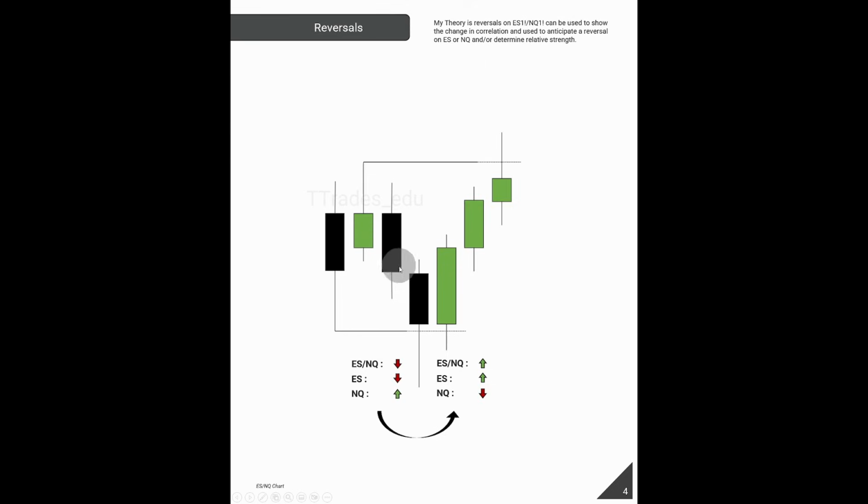Well, when the ES and NQ chart reverses, that's showing a change in correlation. And so here, ES is weak while NQ is strong, and when it reverses, NQ is becoming weaker and ES is becoming stronger. So it's kind of like an SMT without an SMT. And from what I've seen, it sometimes will be ahead of the reversal that actually occurs on the charts. So let's get into a few examples of this.